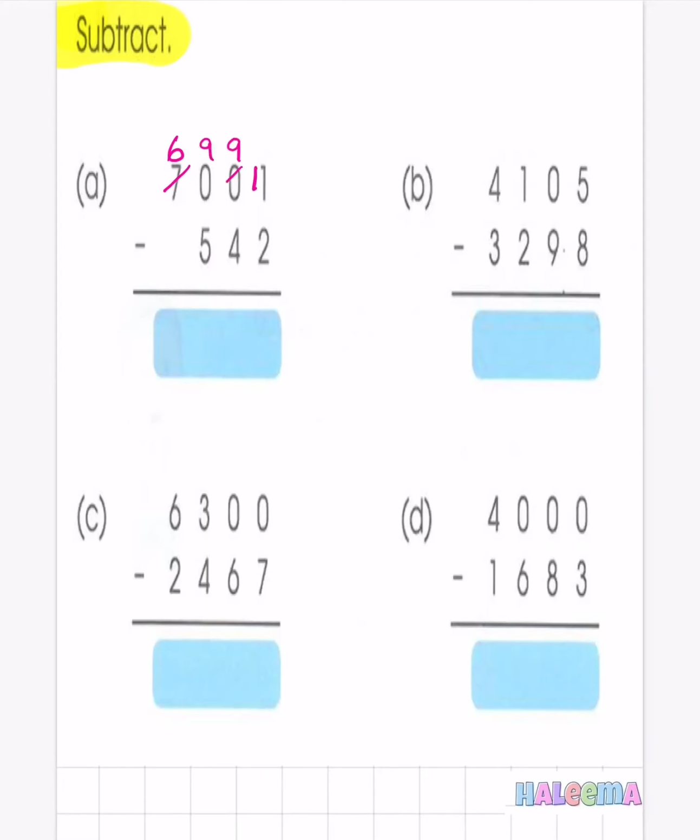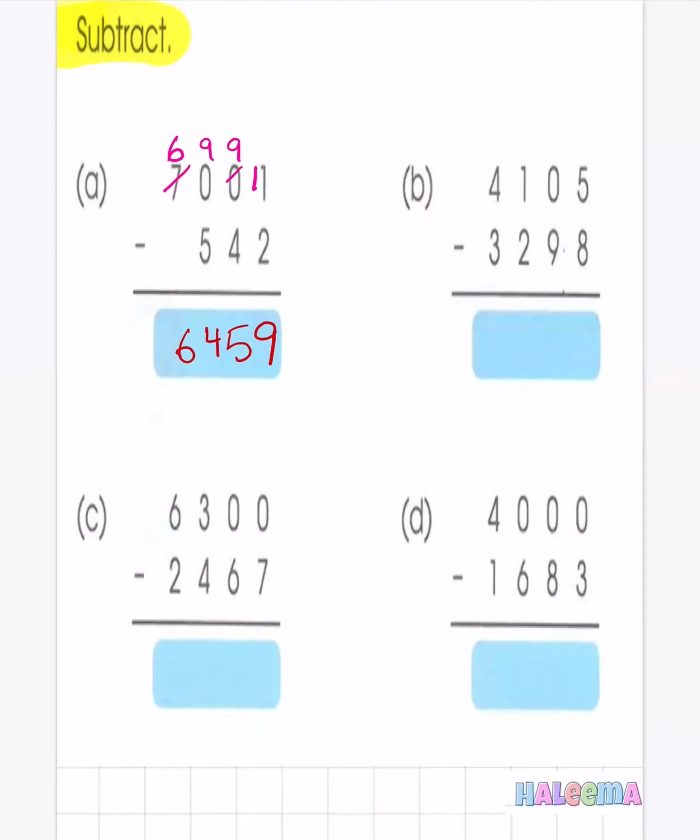So 11 minus 2 is 9. 9 minus 4 is 5. 9 minus 5 is 4. And there's nothing under 6, so we'll assume there's a 0. And so 6 minus 0 is 6. Moving on to part B.